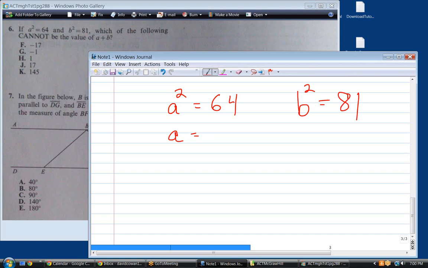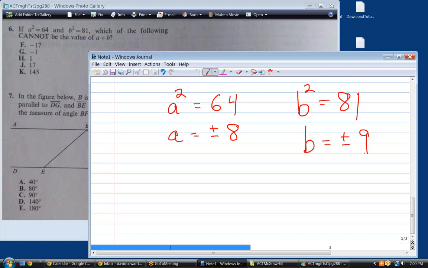As I said, the first words out of your mouth should always be, when you're taking the square root of both sides of an equation, plus or minus. It's going to make a big difference on this problem. What is B equal to? Plus or minus 9.